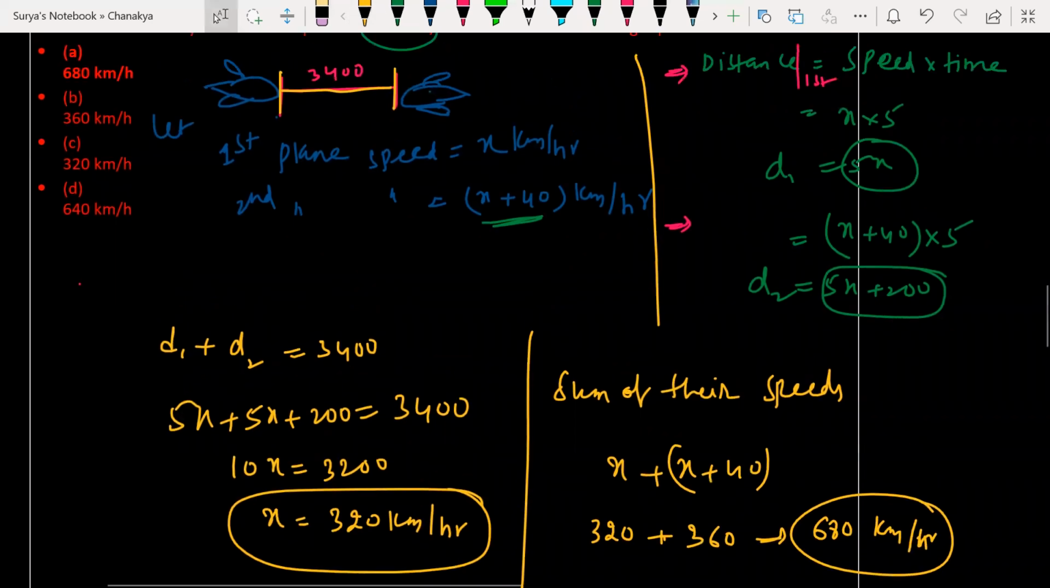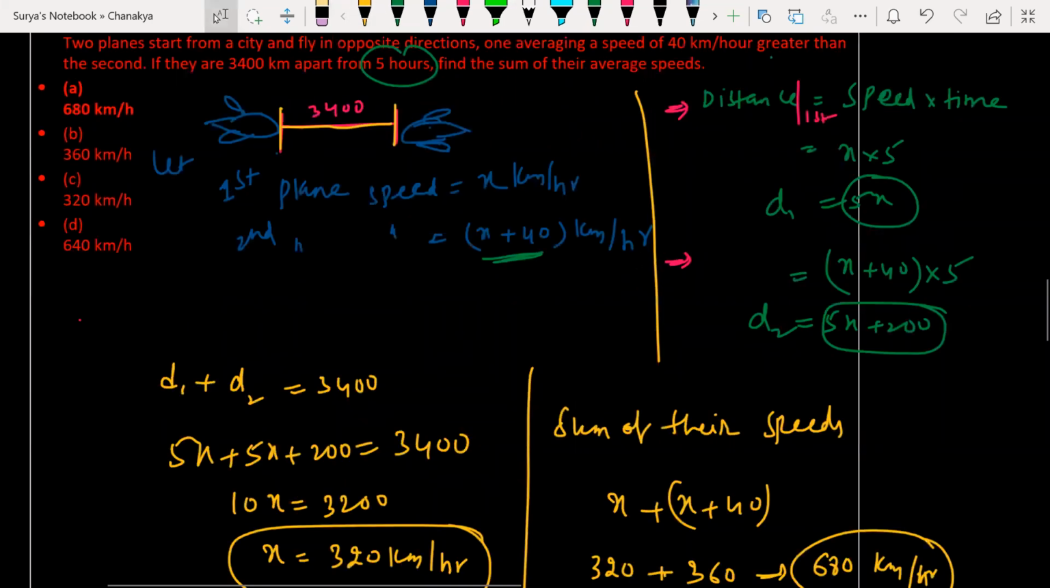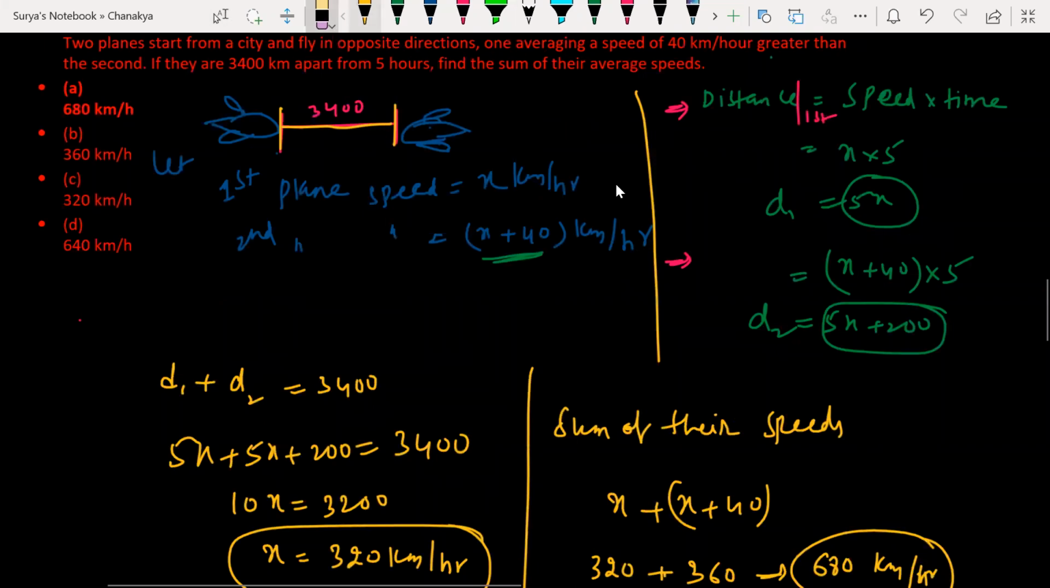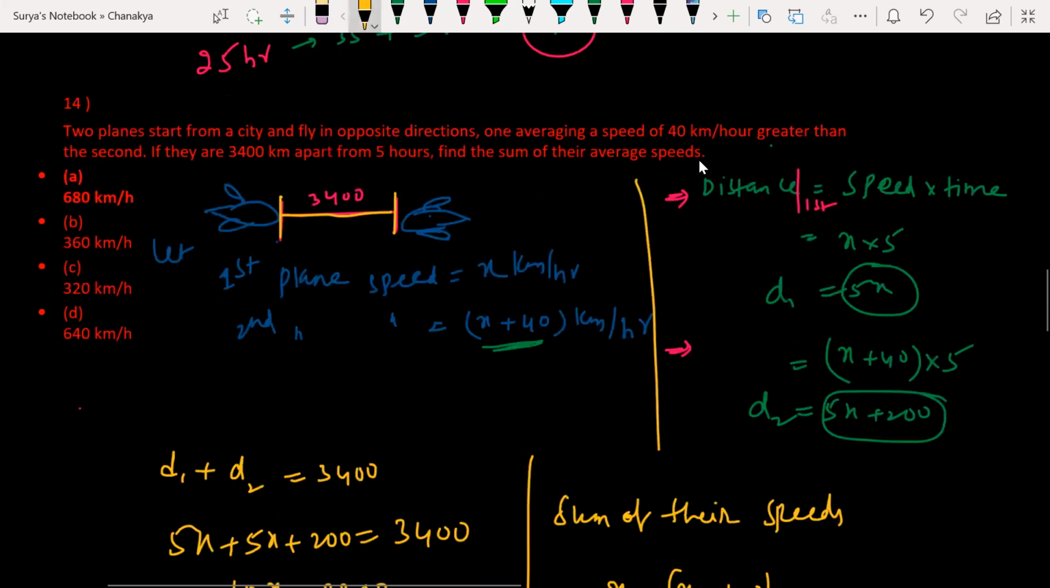Now let me explain to you what you did. Very good question. This is a kind of physics question, and it is interesting. Look at this here. Two planes start from two cities. From city one this plane is starting, and from city two this plane is starting, in opposite directions, coming towards each other, right?